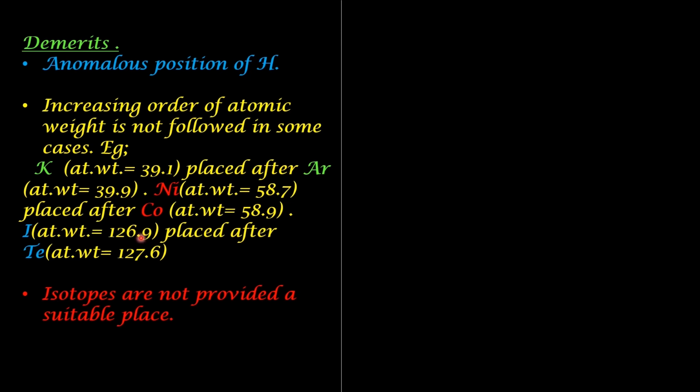Mendeleev arranged the various elements in the increasing order of atomic weights. But isotopes of the same element which have different atomic mass are not provided any place. For example, hydrogen has three isotopic forms, protium, deuterium and tritium with atomic weight 1, 2 and 3. But Mendeleev has provided only position for hydrogen, that is the form with atomic weight equal to 1. Several other elements also have isotopes. None of them are given suitable positions in the periodic table.